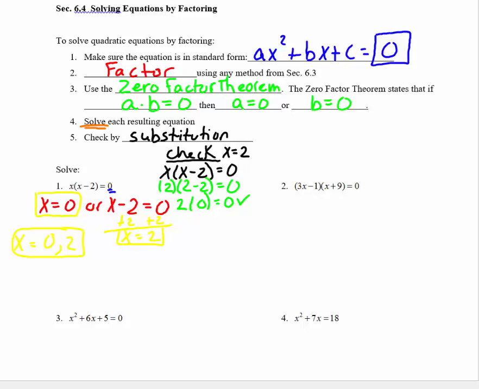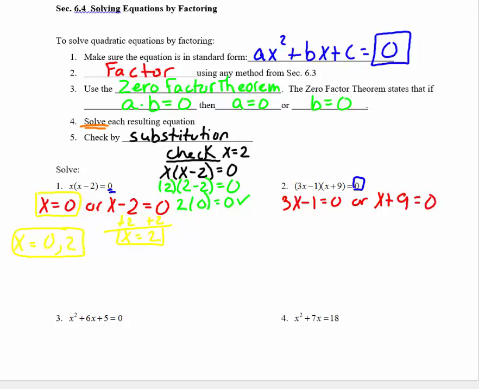Looking at number 2, (3x minus 1) times (x plus 9) equaling 0. Following the steps, the first step says does the equation equal 0, and it does. The second step says to factor. Well, this one's already factored for you. If you multiply it all out, you're going to have to refactor. So just notice that it is already factored for you. So step 3 says use the zero factor theorem, which states either 3x minus 1 would have to equal 0, or x plus 9 would have to equal 0.